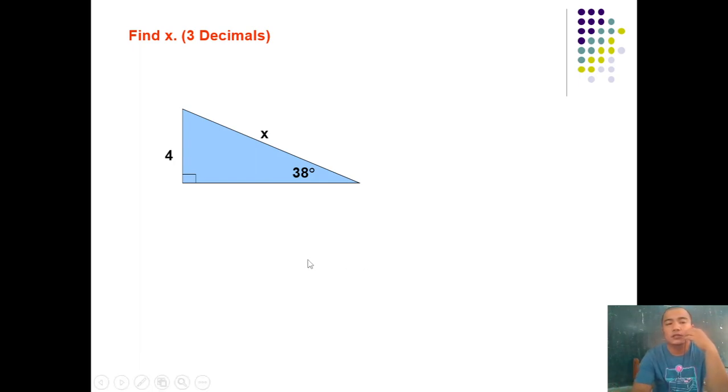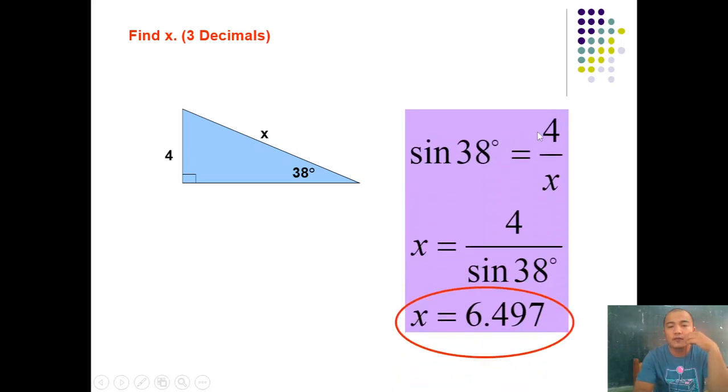Find x to 3 decimal places. Okay, what are the given sides? 4 and the hypotenuse. So opposite side and hypotenuse, we're going to use the sine function. Sine 38 is equal to 4 over x. Cross multiply. x times sine 38 is equal to 4, divided by sine 38. So 4 divided by sine 38 is 6.497.